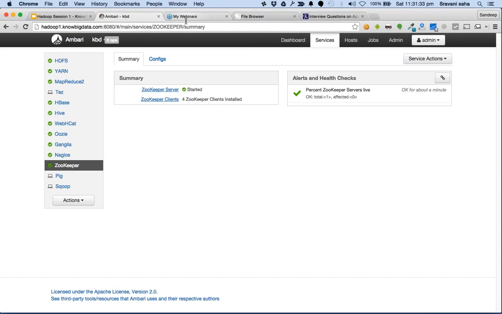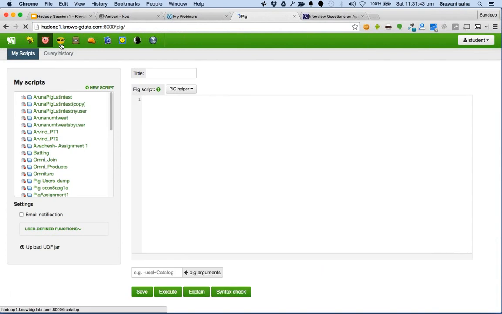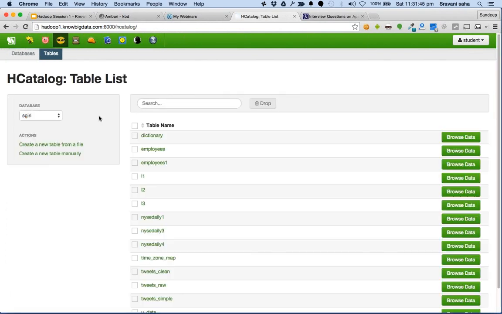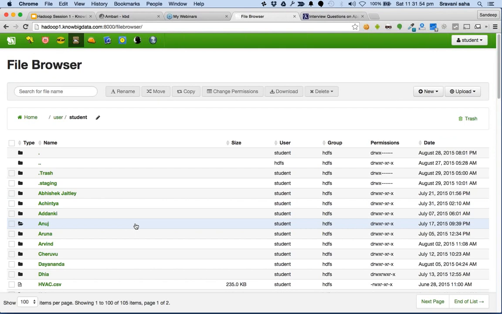So this is the admin interface. For using, you go here into something called Hue, and there you can execute your Pig queries, Hive queries. Okay, these are the various tables created by students. Please create your own folder to start, because for the whole batch we generally share a single login.